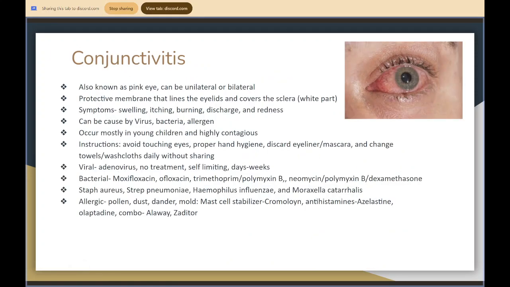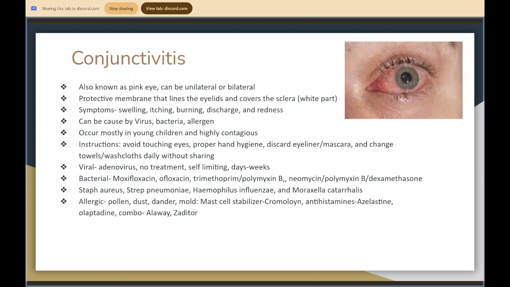Next, we have conjunctivitis. Sorry. Can everyone see that slide? Just want to confirm you can see conjunctivitis.